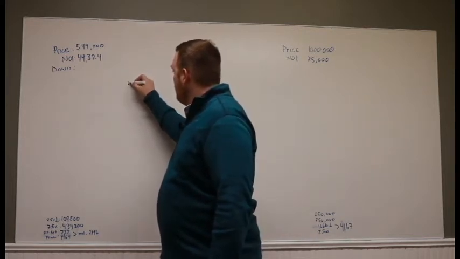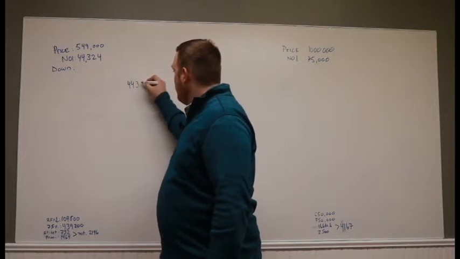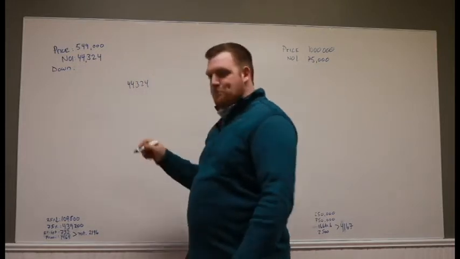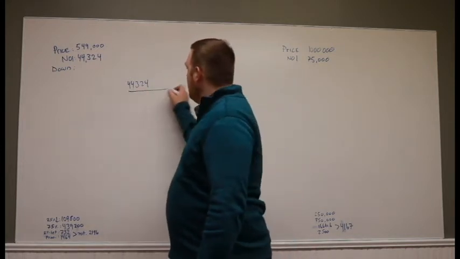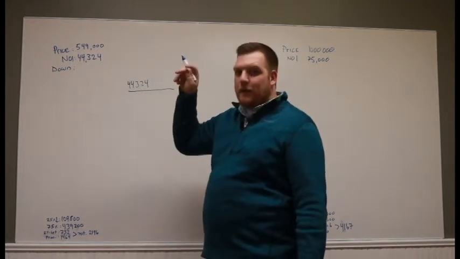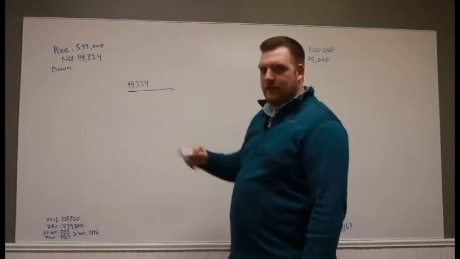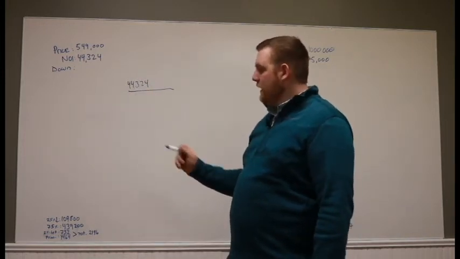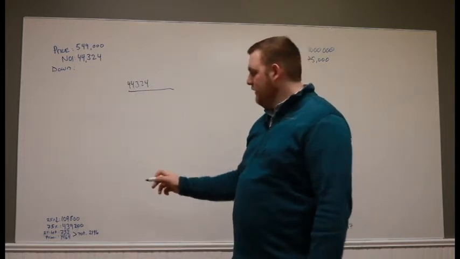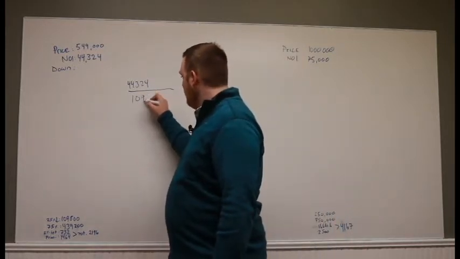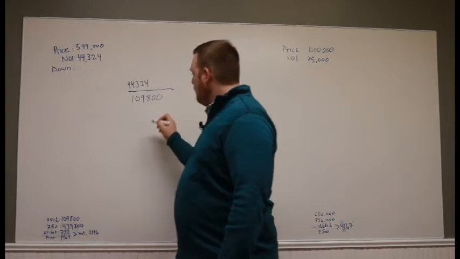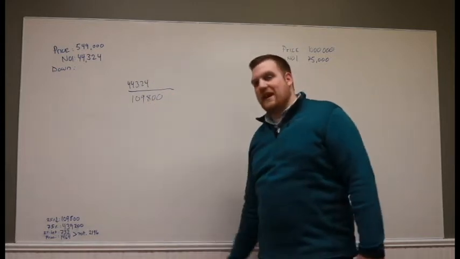So in this case, the NOI is $44,324. And we know the price, that's $549,000, but we didn't pay $549,000 to get the deal. We only paid 25% of that. In this case, $109,800. So this is the amount that we use in cash on cash.